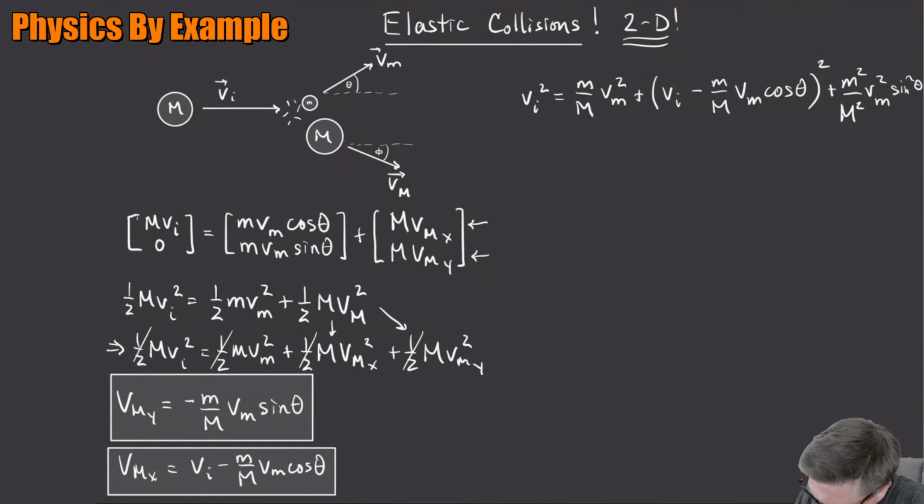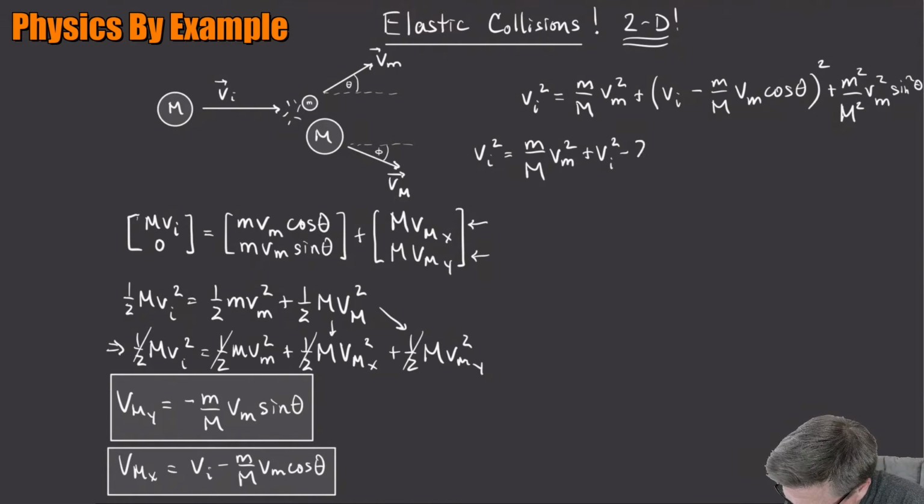So let's go ahead and just multiply this out. Let's see what we get. VI squared is just going to be little m over big M VM squared. I'm going to have plus VI squared minus 2, plus little m over big M. Each of those are squared. VM squared cosine squared.